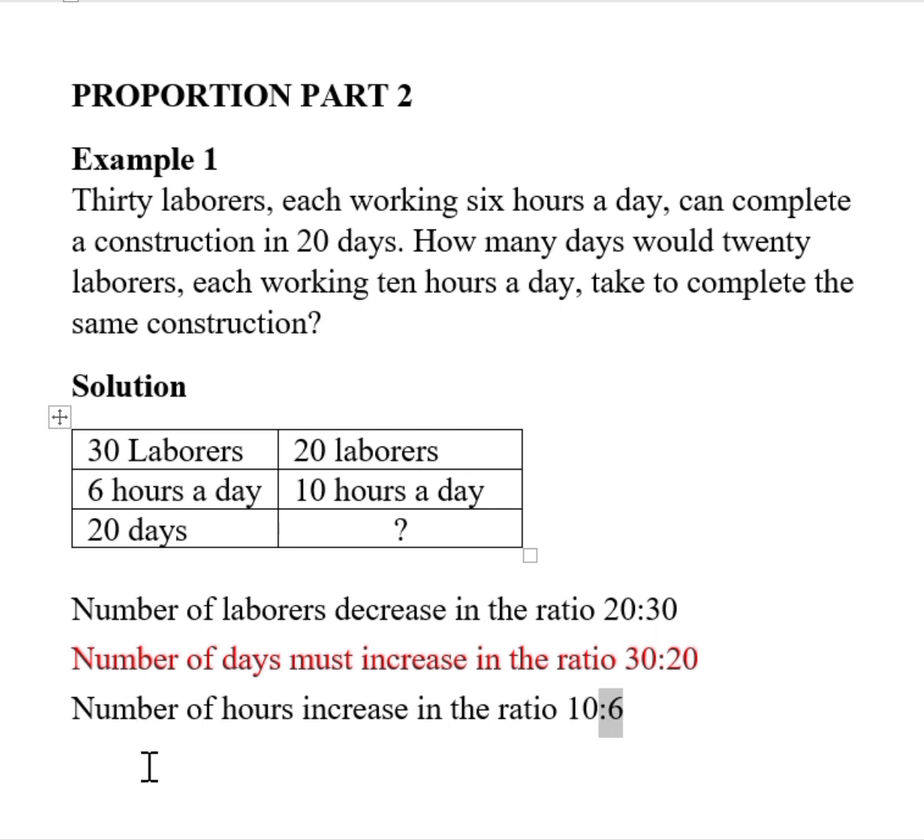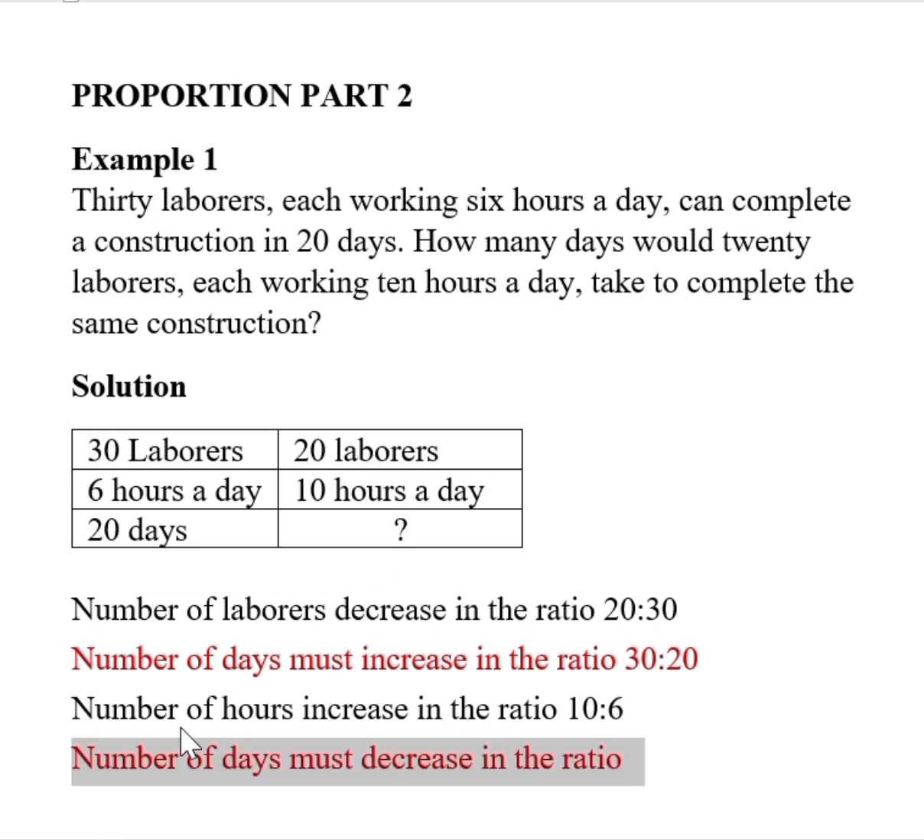So that means it will result in the number of days worked being less because we are spending more hours working. So that means the number of days must decrease in the ratio, so interchange this figure. So it will be 6 to ratio 10. We are interchanging the figures because this one works in the opposite direction to this one. This was an increase. It has resulted in a decrease.